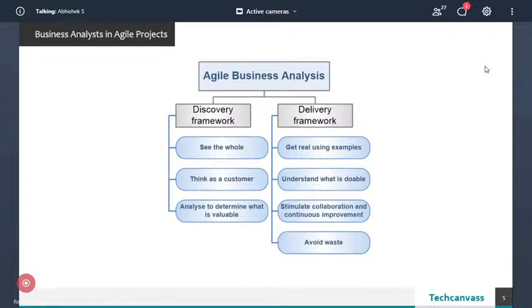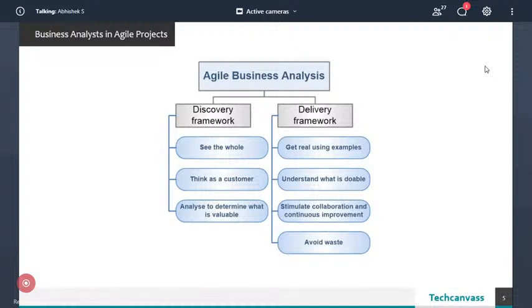So anything that you feel in the process of delivery is not providing enough value, and it's just taking a lot of time with no value at all, you can just get rid of it. So just avoid waste wherever you think it is not needed.